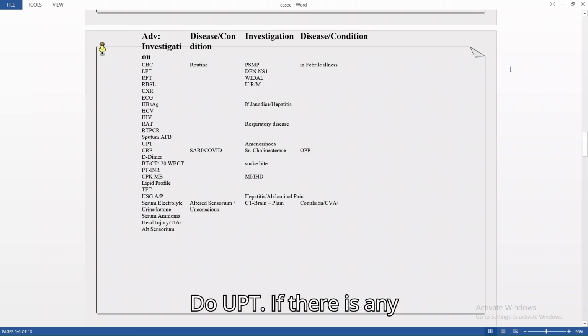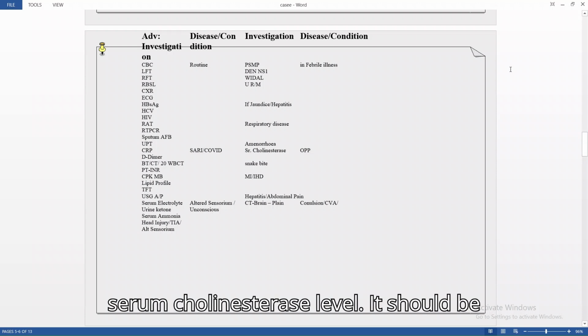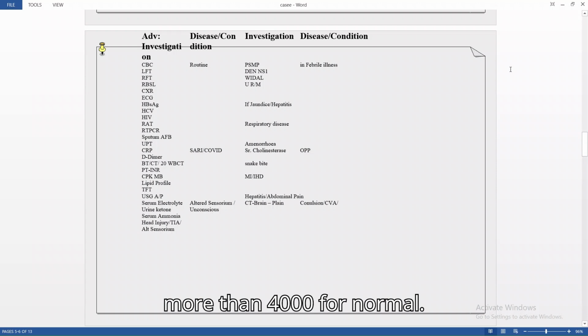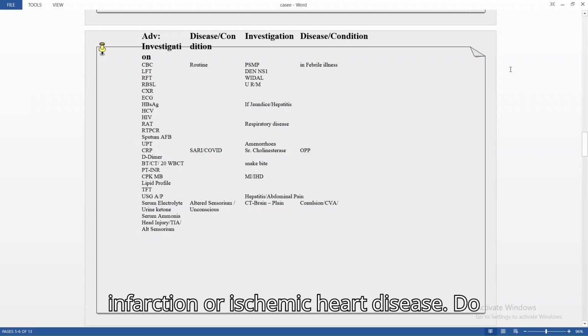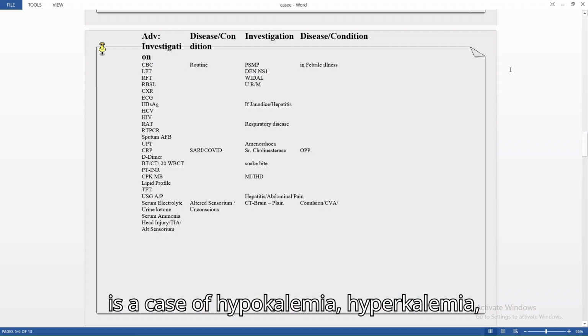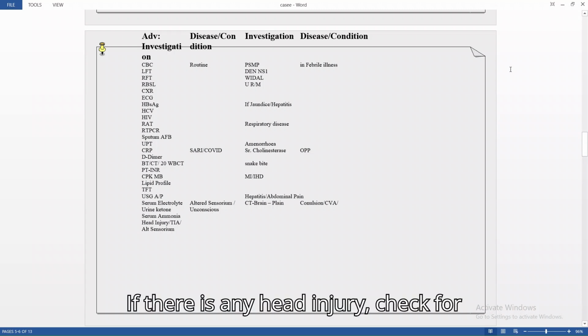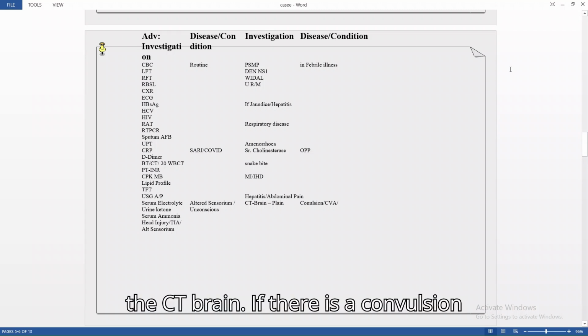If there is any poisoning case like OPP, check the serum cholinesterase level. It should be more than 4000 for normal. If there is any snake bite patient, do BT-CT every 6 hourly. If there is a case of myocardial infarction or ischemic heart disease, do CPK-MB or lipid profile. Check the serum electrolytes if there is a case of hypokalemia, hyperkalemia, diabetic ketoacidosis as well. If there's any head injury, check for CT brain. If there's a convulsion and CVA, check for CT brain.